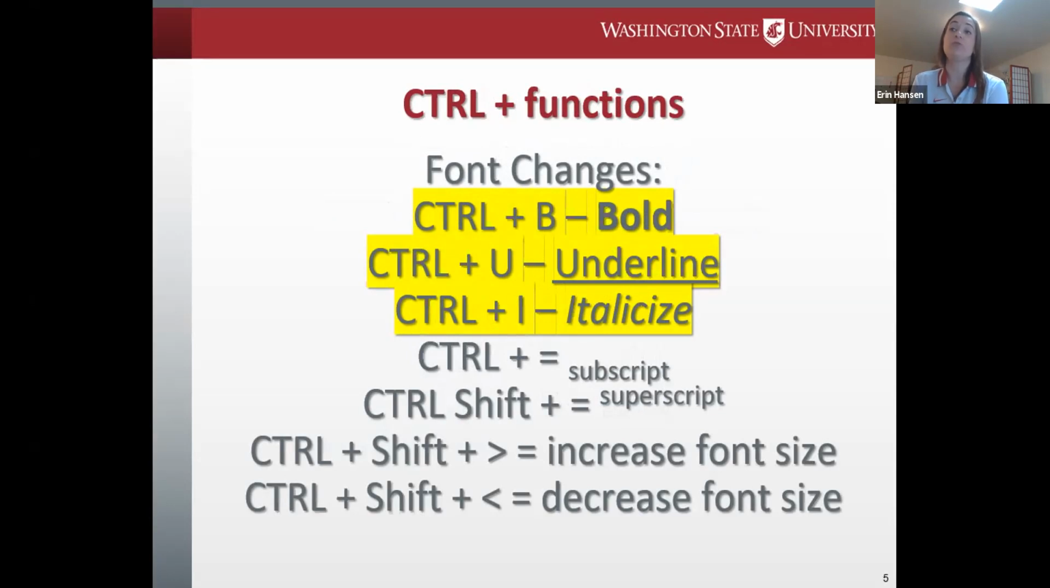So moving on to font changes, as you see listed here, Control B changes a font to bold, U is for underline, and I is for italicize. So again, B bold, U underline, I italicize. Some are easier to remember than others. So if you select a word and use this function, you can perform or undo the function. So for example, if you select a word that's already bold and press Control B again, it will unbold it. And that's probably not even a word, but we're just gonna roll with it.